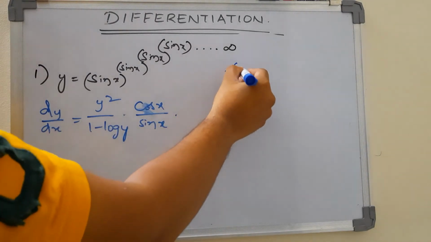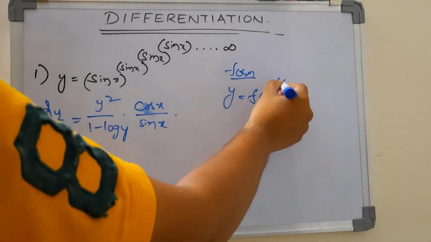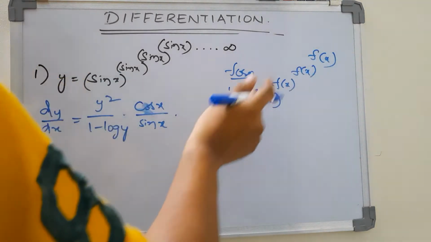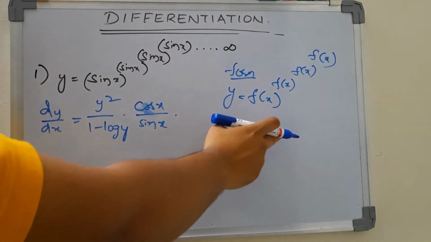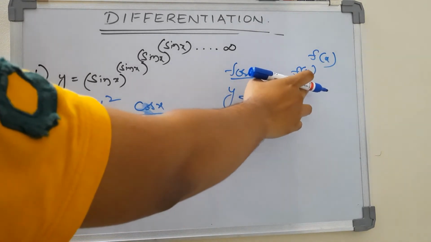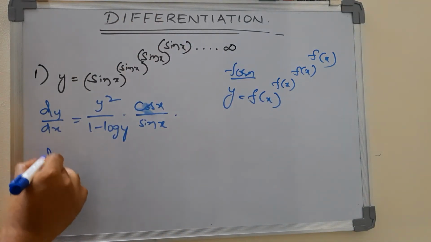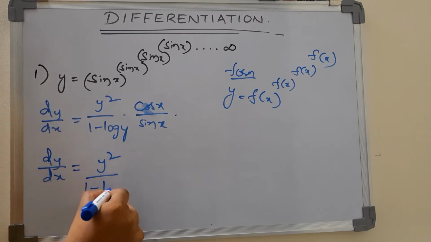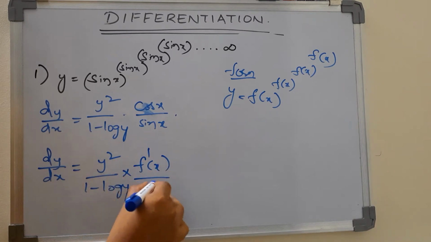First of all, you have to remember this form: y is equal to f of x to the power f of x to the power f of x, and so on. If you come across this infinite series, when you have a function f of x raised to another function, which is raised to another function and so on, all you need to do is use the formula: dy by dx is equal to y square by 1 minus log y into f dash of x by f of x.